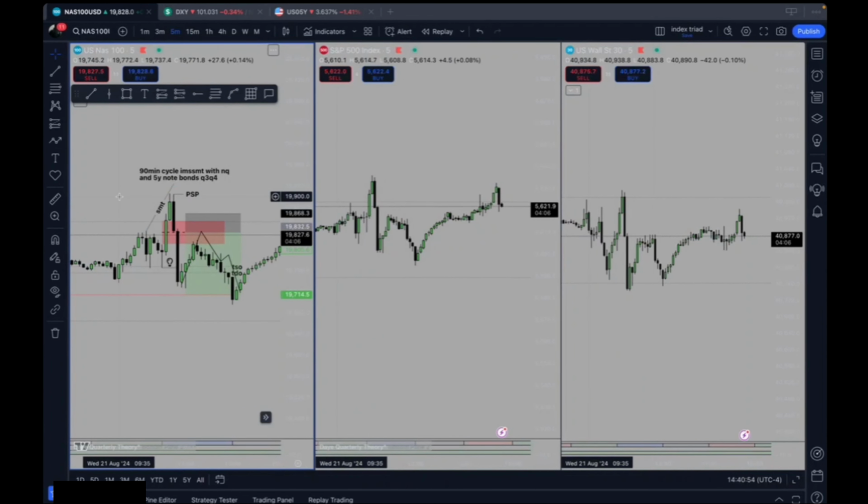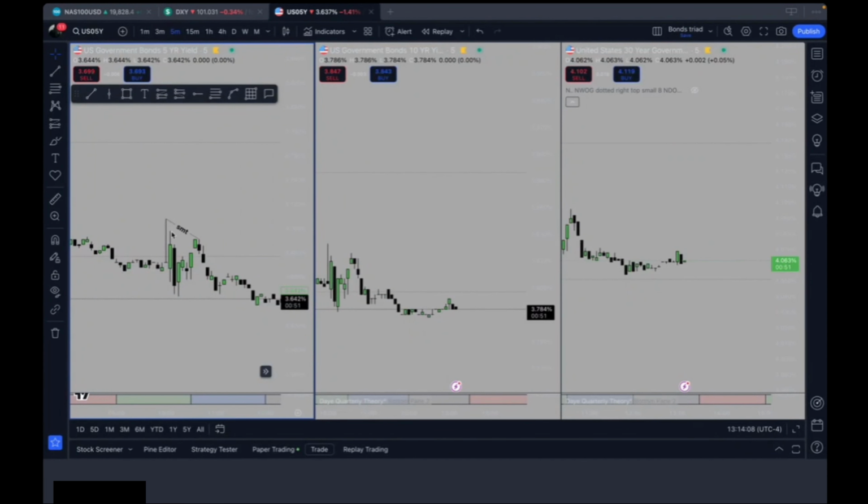So the first thing I looked for is sequential SMT or intermarket sequential SMT. And I was looking between the Q3 and Q4, as you can see, because we had news at 10 a.m. It was non-farm payroll, I think. So I was looking for the SMT on the 90-minute cycle, and I found one, but it wasn't within the Forex triad. It was within the bonds triad. So let me show you right now how it looks.